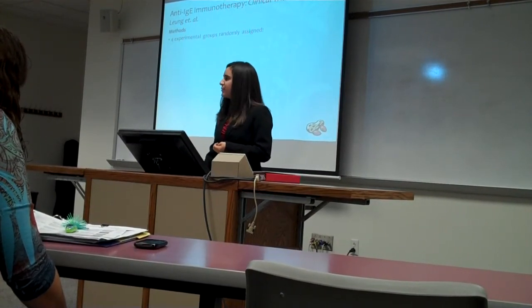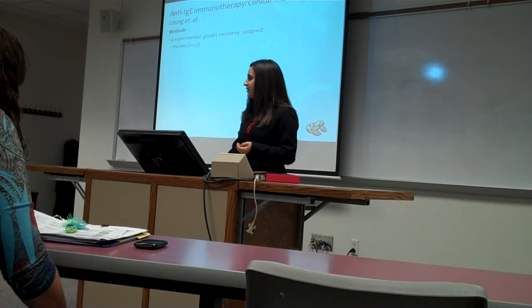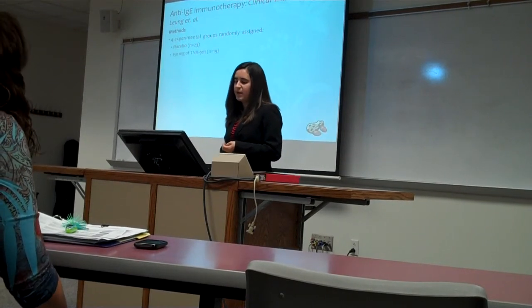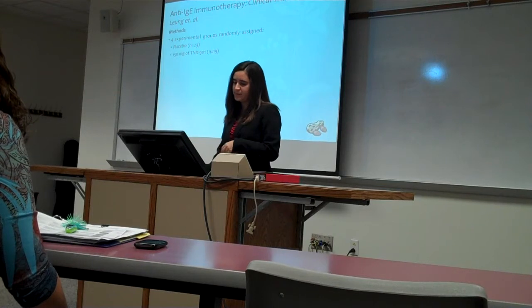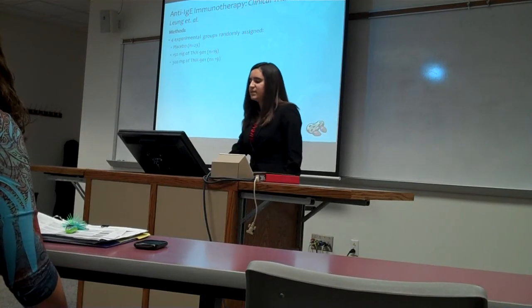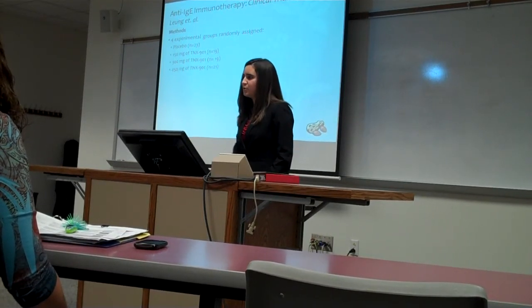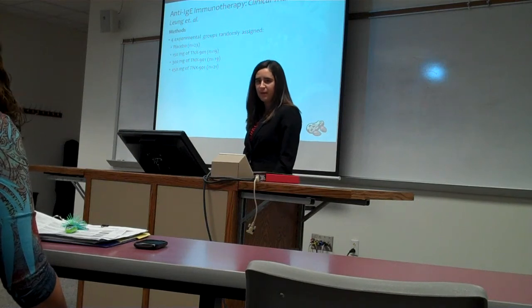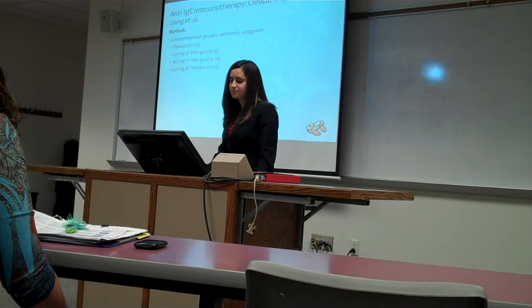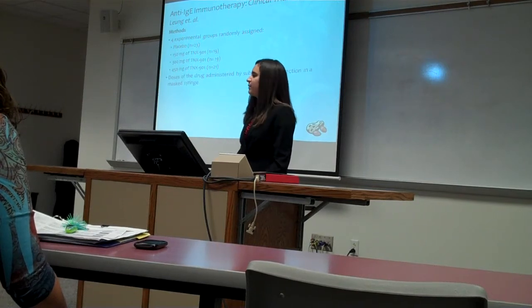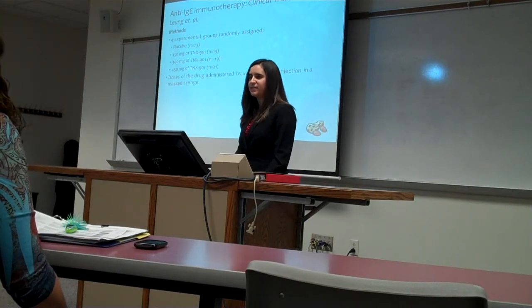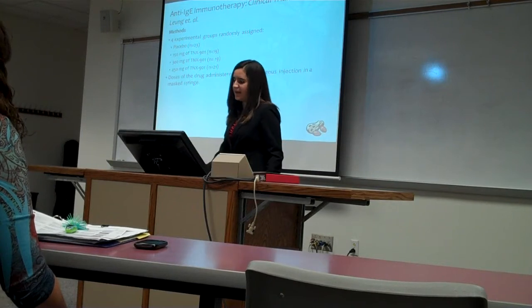4 experimental groups were randomly assigned. So 23 were assigned to the placebo group, 19 received 150 milligrams, 19 received 300 milligrams, and 21 received 450 milligrams of the TNX-901, which is the anti-IgE. Doses of the drug were administered subcutaneously in a masked syringe, of course, to maintain the double-blind aspect of the study.